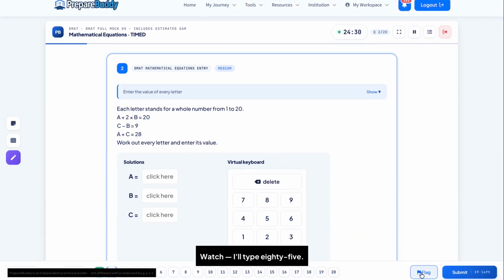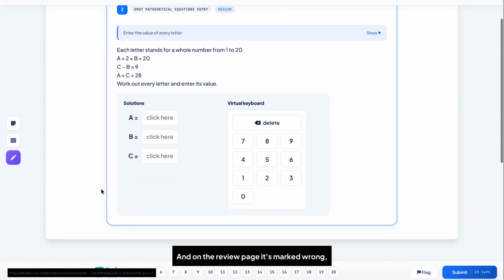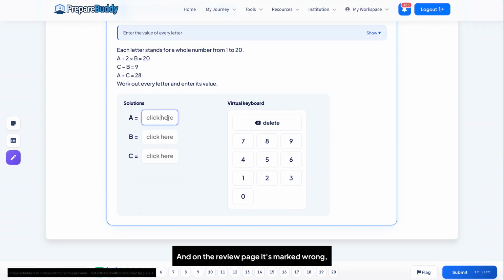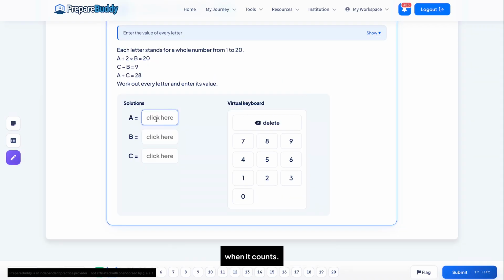Watch, I'll type 85. The rule on screen says 1 to 20. Our platform doesn't stop me. No warning, no red box. And on the review page it's marked wrong, with the reason. That's deliberate. A form validator that rescues you every time you break a rule is a validator you won't have when it counts. Learn the constraint, don't lean on the software.